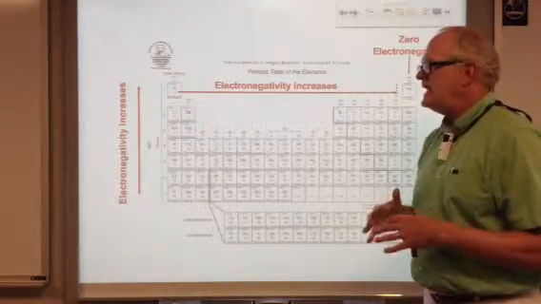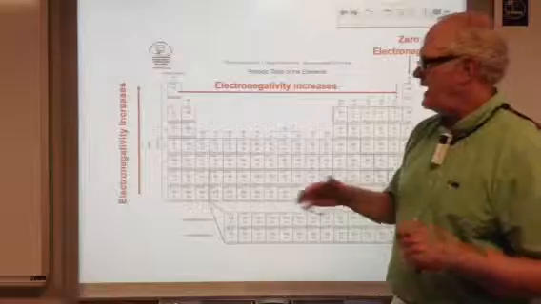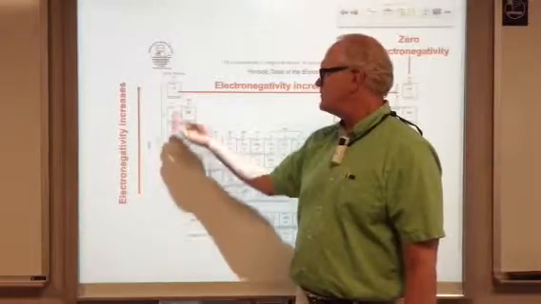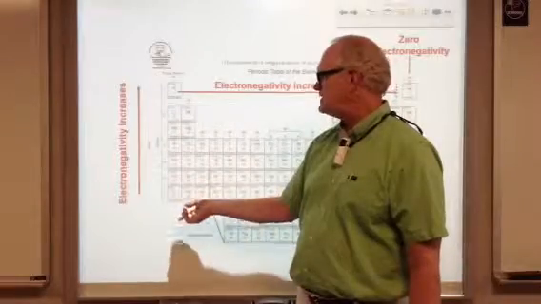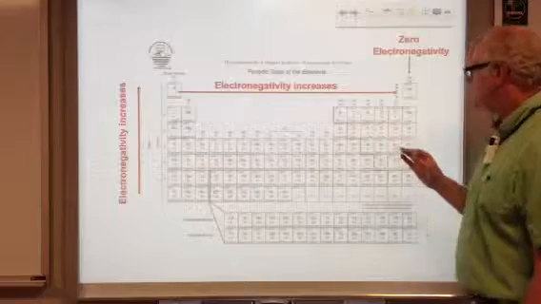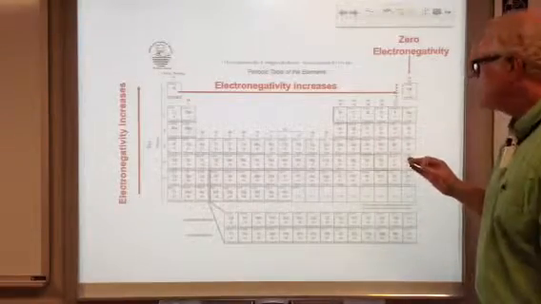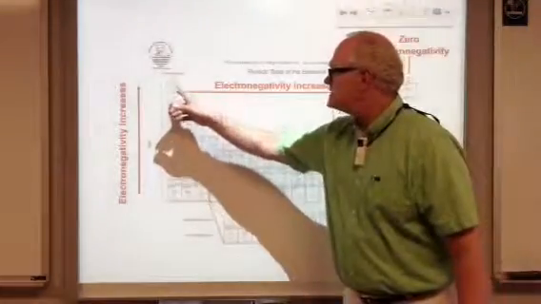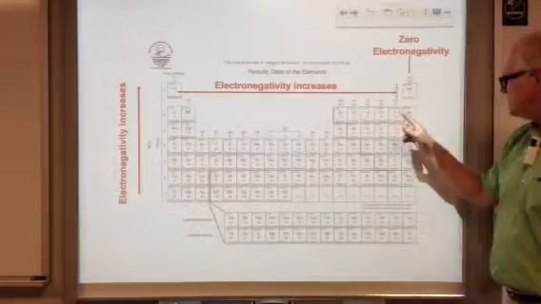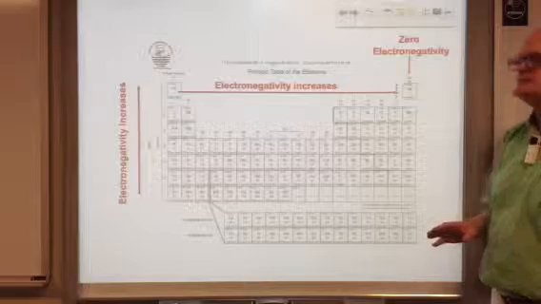But even within a group, we can see a pattern, and that is that the elements at the bottom have lower electronegativity than the ones at the top. So electronegativity increases as we go up in a particular group. So that means that lithium or hydrogen have higher electronegativities than francium. Fluorine's electronegativity is higher than astatine's.